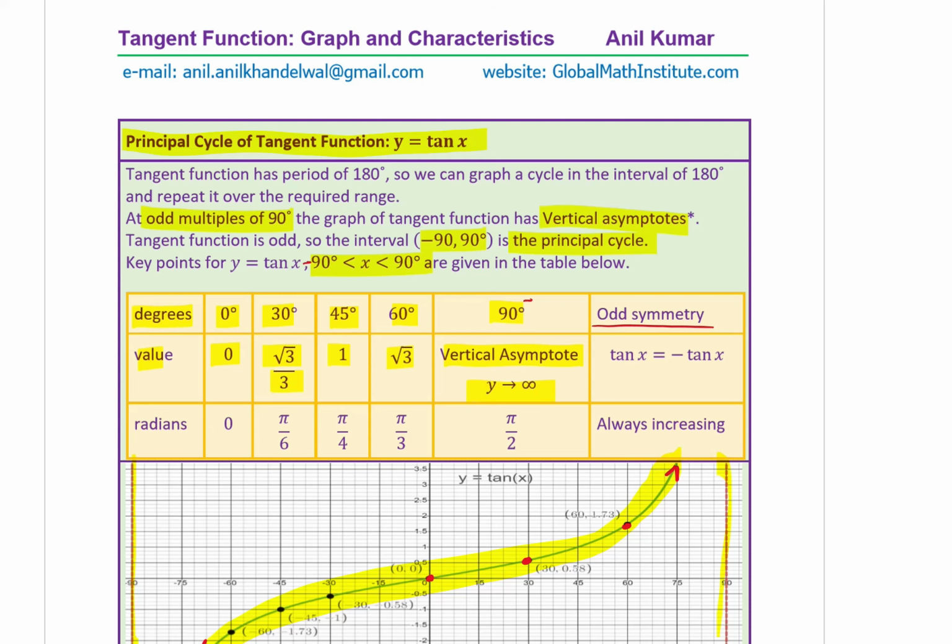Well, if you're working in radians, in that case, for 0 radians it is 0, pi by 6 square root 3 over 3, pi by 4 it is 1, with pi by 3 it is square root 3, and for pi by 2 it is approaching infinitely large value. When we say odd symmetry, as I told you earlier, that means tan of minus x is minus of tan x. Correct. And the function is always increasing in its domain. That's kind of important to understand.